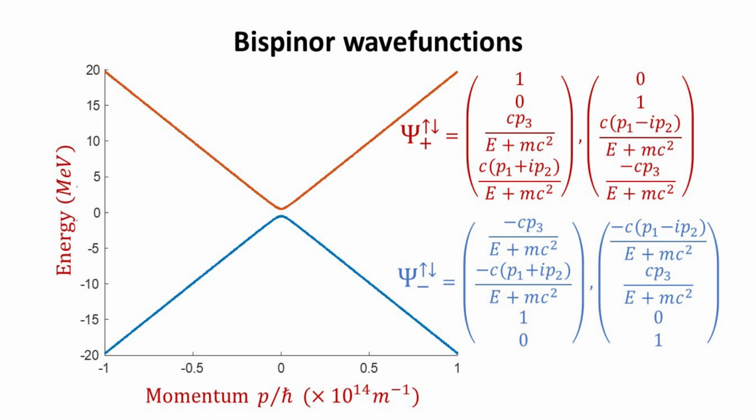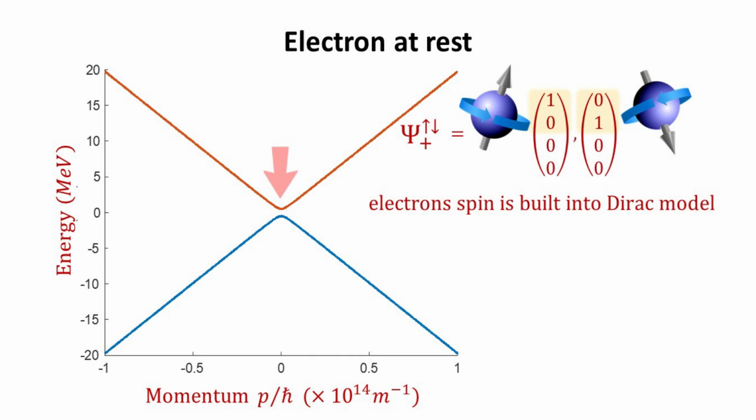Since each eigenenergy is doubly degenerate, they each admit a pair of eigenfunctions, herein denoted by the superscript up and down arrows. These wave functions are 4-component vectors and are also known as bi-spinors, for reasons that will become apparent later. Let's first examine how these wave functions look when the electron is at rest. For the positive energy states, the first 2 components of the wave function are representations of the up and down spin states. Thus, the first spinor represents the electron's up and down spin states.